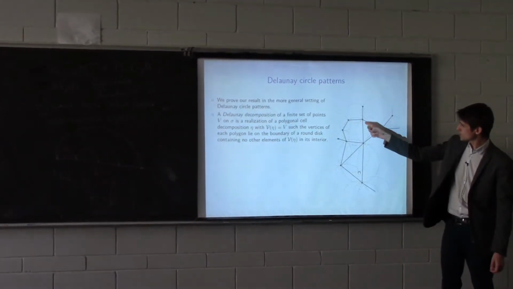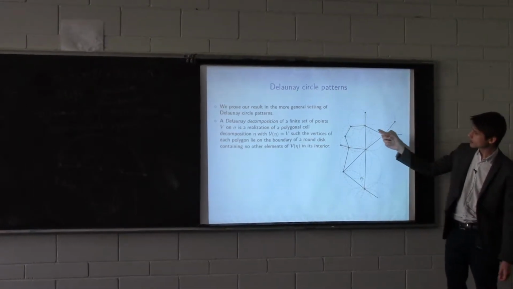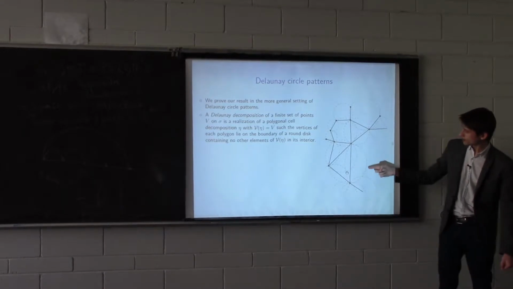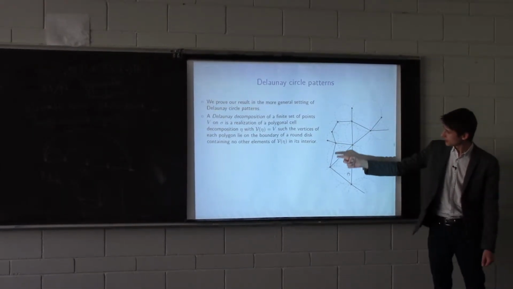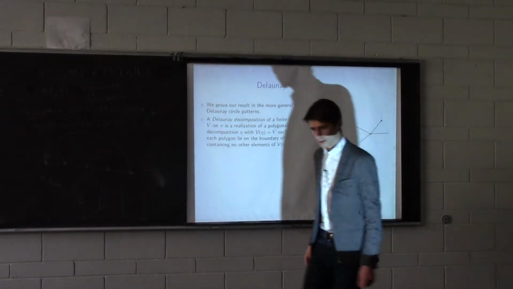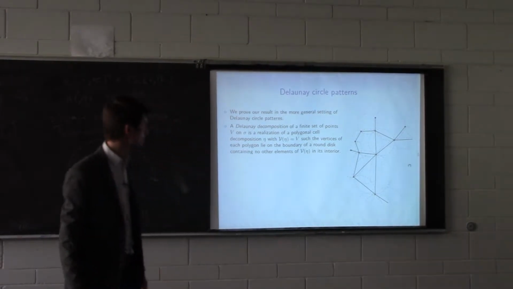As you can see, this triangle, its points lie on a round disk, and in fact this round disk contains no other points of V. This round disk also contains no other points of V. This disk right here, also no other points of V. So Delaunay decompositions are used in computer science and are of interest in other ways.